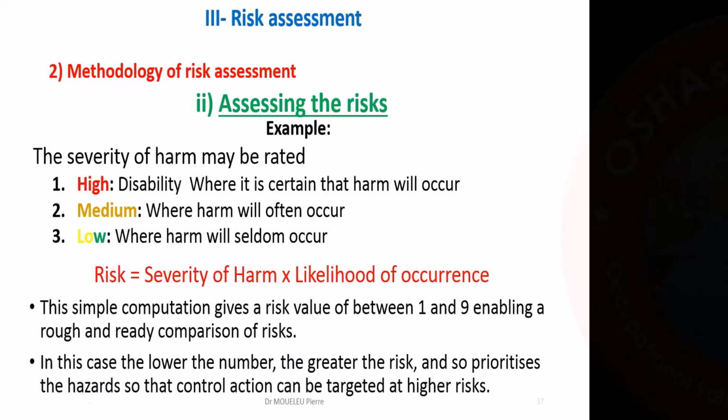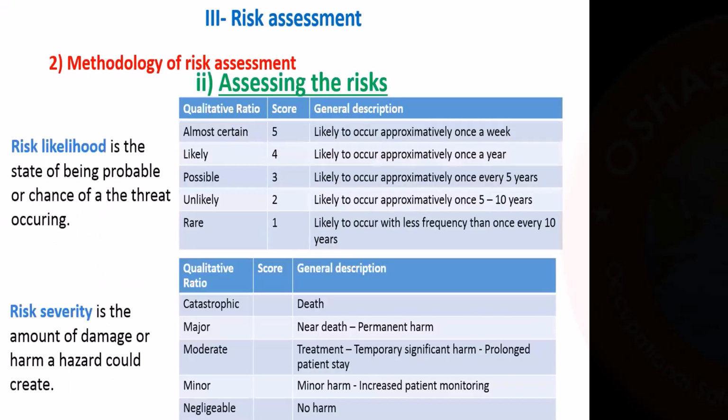And we have risk that is made of severity of harm multiplied by the likelihood of occurrence. This simple computation gives a risk value of between 1 to 9, enabling the rough and ready comparison of risk. And in this case, the lower the number, the greater the risk. And so it prioritizes the hazards so that control actions can be targeted at higher risk. So we can have like this, from 1 to 5 or from 1 to 4, up to you, for the likelihood and for the severity.